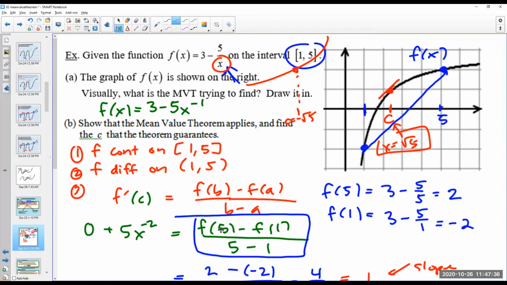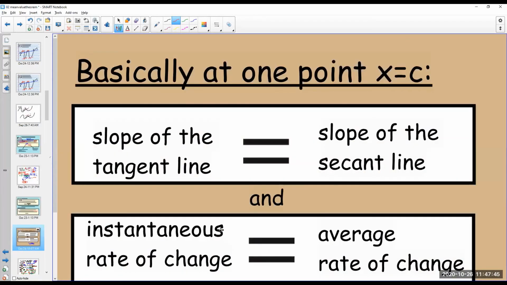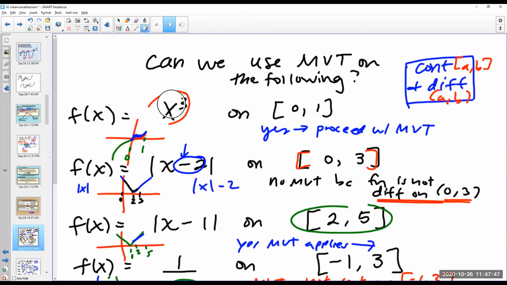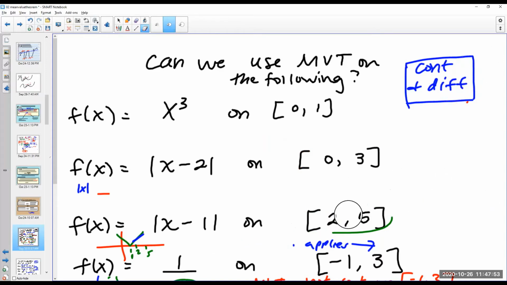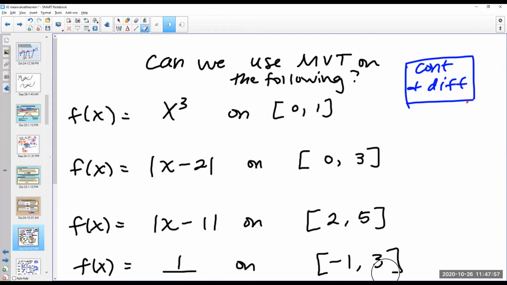All right, how comfortable were you with that? Just jump back to the front of our paper and then we'll jump back to the back, okay? There are times when MVT doesn't apply, okay? When does MVT not apply? Well, when the function is not differentiable on the open interval or when it's not continuous on the closed interval. So let's look at all these functions. And sometimes the answer is MVT doesn't apply and you just stop doing the problem because MVT doesn't apply.